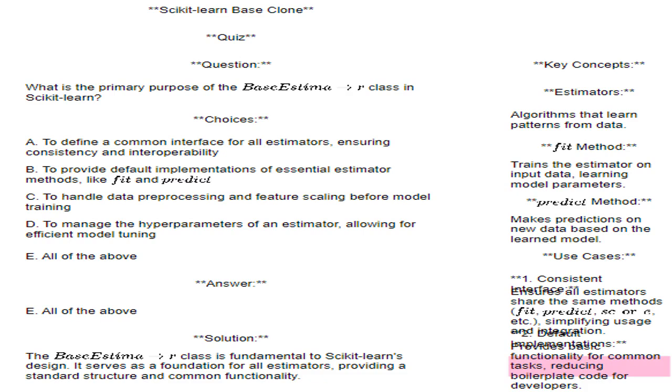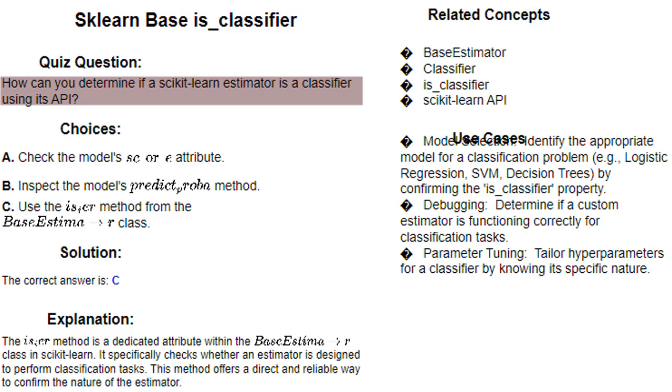Simplifying the development process of new estimators by providing common groundwork. How can you determine if a scikit-learn estimator is a classifier using its API? The quiz question is asking about how to identify whether a scikit-learn model is designed for classification tasks by using the available methods and attributes within the scikit-learn API.